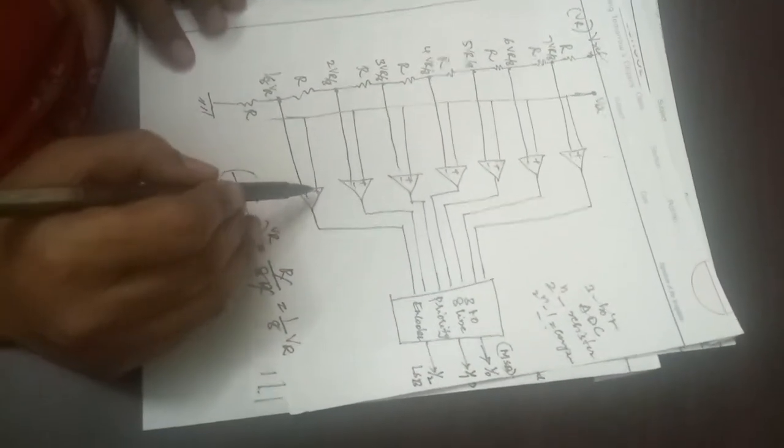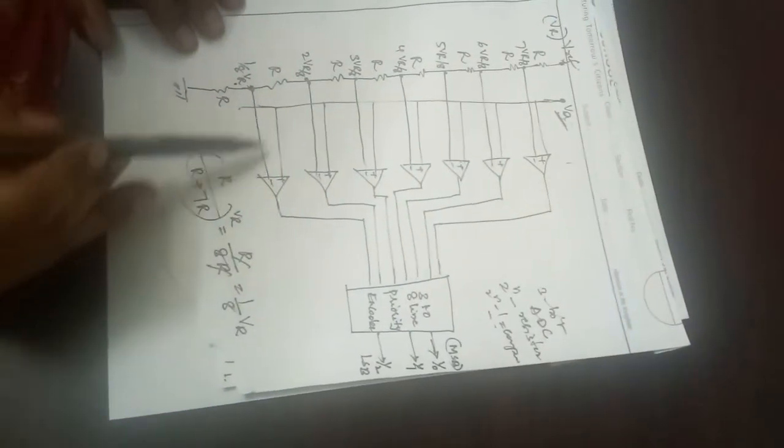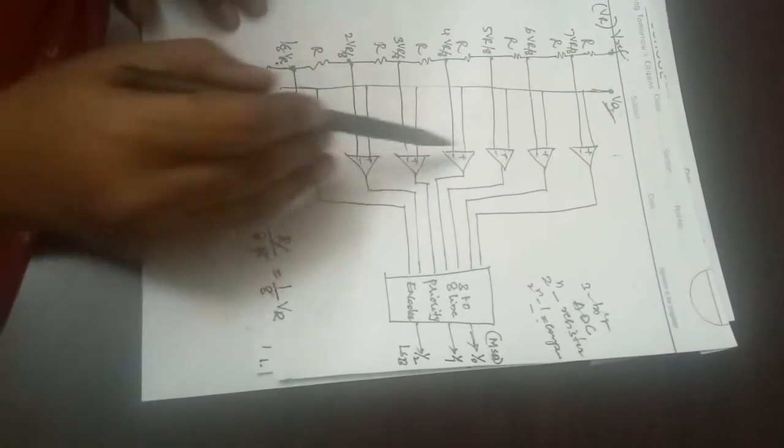When you see this comparator, here the op amp has a positive terminal and a negative terminal. The negative terminal is connected to this voltage divider network. So the negative terminal is connected to 1 by 8 VR, and this negative terminal is connected to 2 VR by 8, like this. So the negative terminals are connected to the reference voltages, and the positive terminal is connected to the unknown analog input voltage that we need to convert. So this is the arrangement of a 3-bit ADC. The voltage which is to be converted into digital is given here. That voltage is connected to all the positive terminals of the op amps.